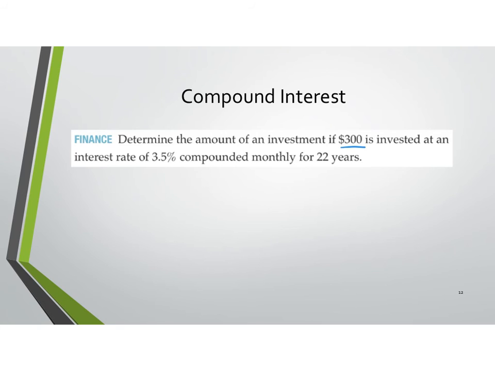Let's practice. So we want to determine the amount of an investment. If 300 is invested at an interest rate of 3.5% compounded monthly for 22 years. So now let's label. This is P, my initial amount. This is still R, my rate. And I got to turn it into a decimal, so my rate is 0.035. Compounded monthly, here's my N. N is 12. We've compounded this monthly for T, 22 years.